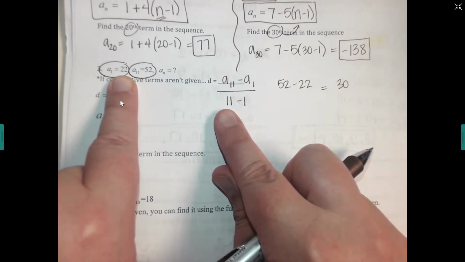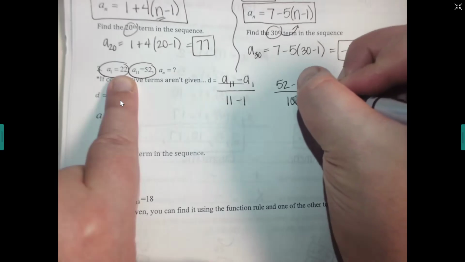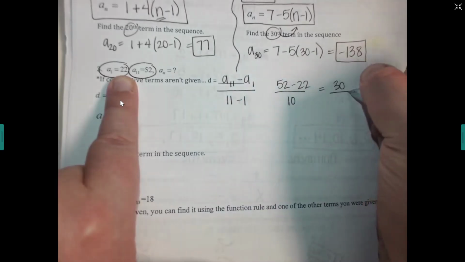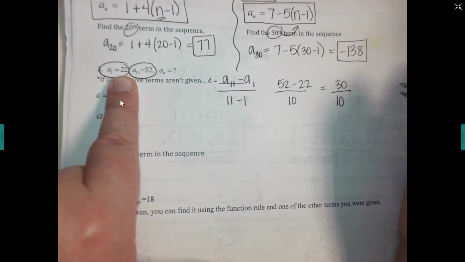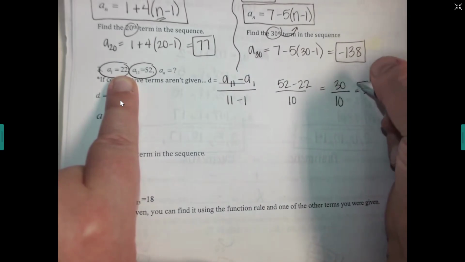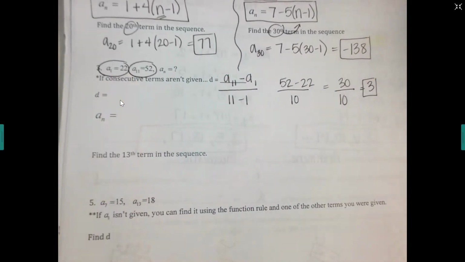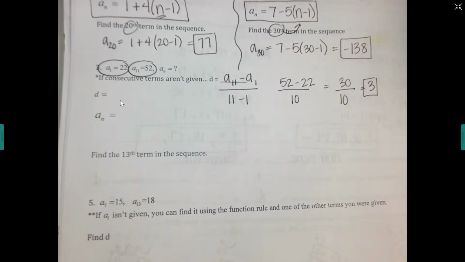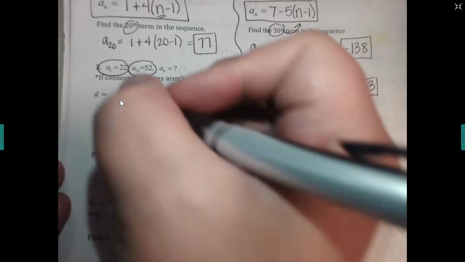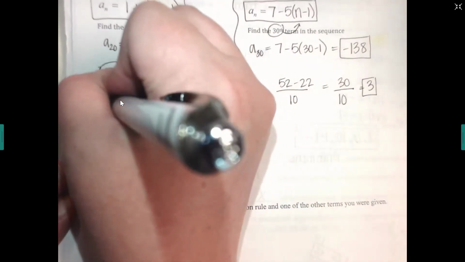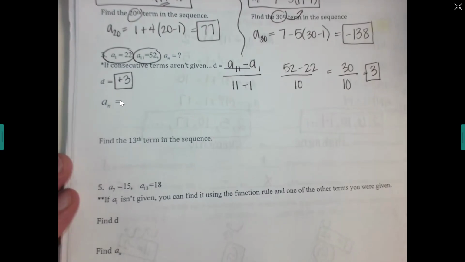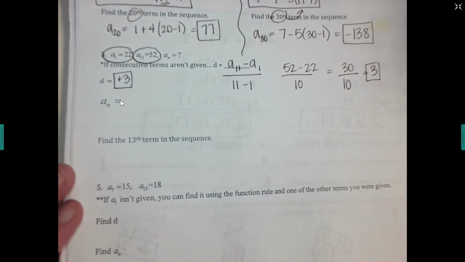11 take away 1 is how many? I'm missing 10 numbers. Then if it went up 30, but it took 10 turns to do that, then how much did it go up each time? 3. Does that make sense? So this formula is only if you're missing some in the middle: you figure out how much did it grow, and then how many terms am I missing, and then divide those two things. Okay, so my difference is 3. Also, I'm acknowledging that it's a plus 3 because it's growing by 3 each time.